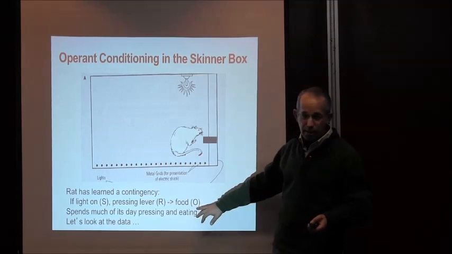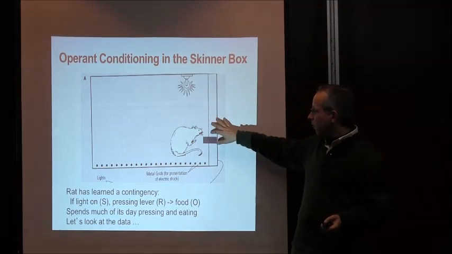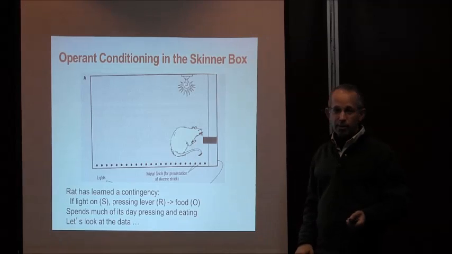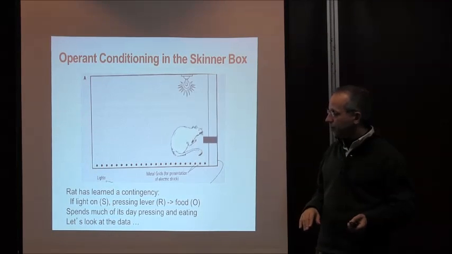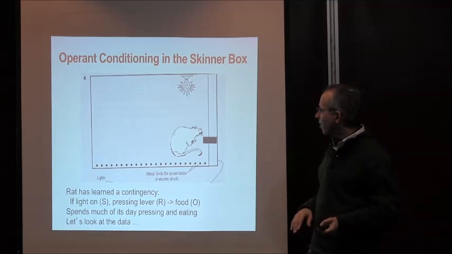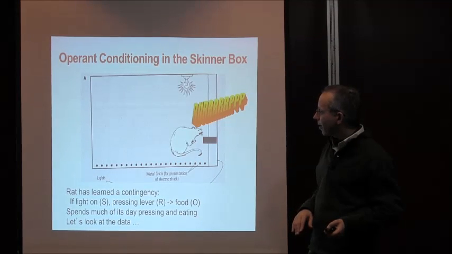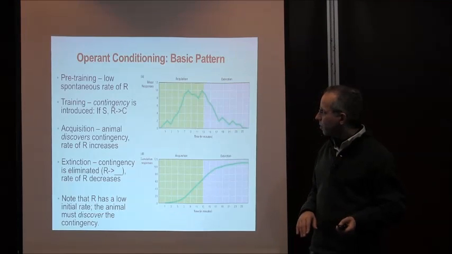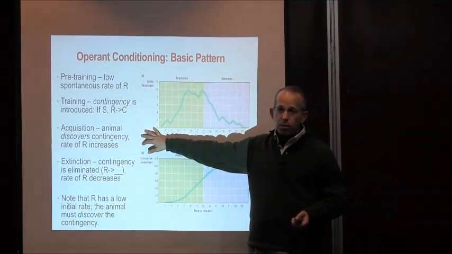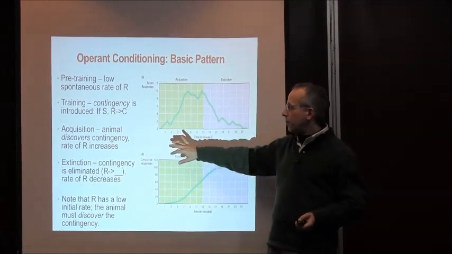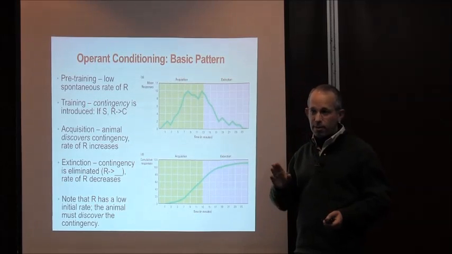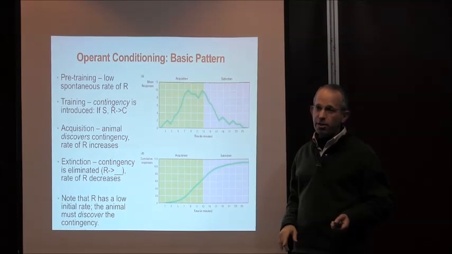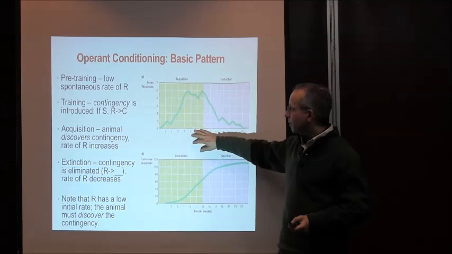If the light is on, pressing the lever leads to food, and then it will spend much of its day pressing and eating. Okay? So that's a rat that's been well trained. Okay? And well fed. So this is what the data will look like from an experiment like this. So the pre-training, there's a low spontaneous rate. Without any reinforcement, the rat may occasionally bump up. It may occasionally hit the lever just out of curiosity, but it's very low.